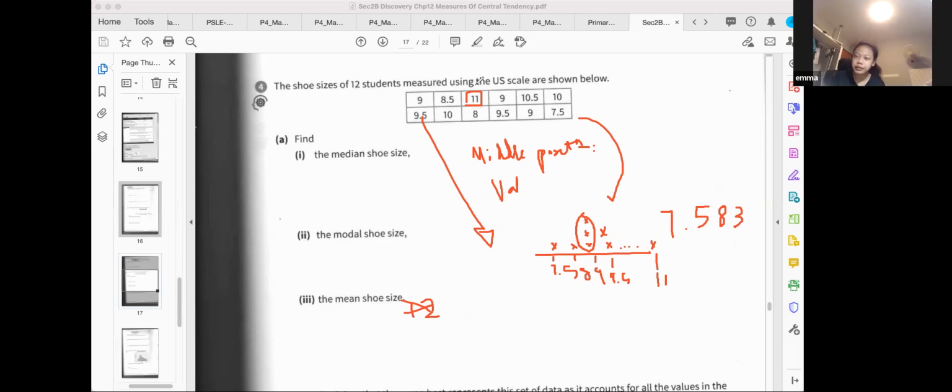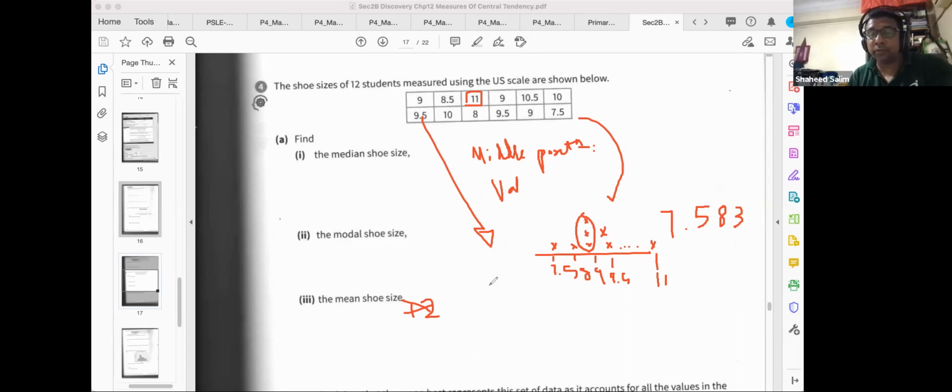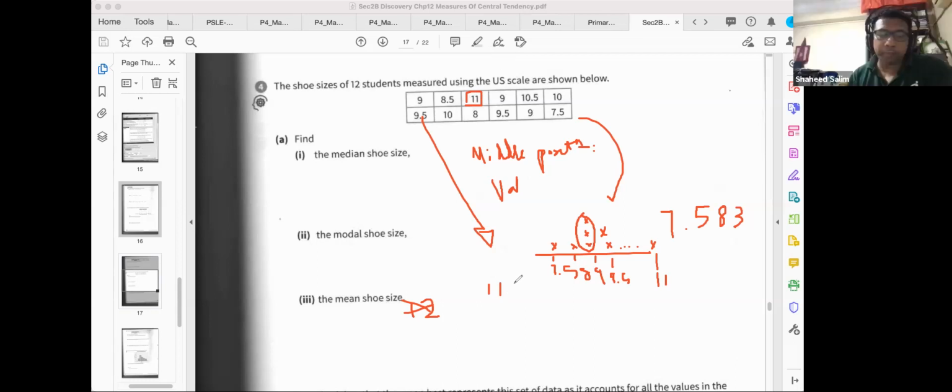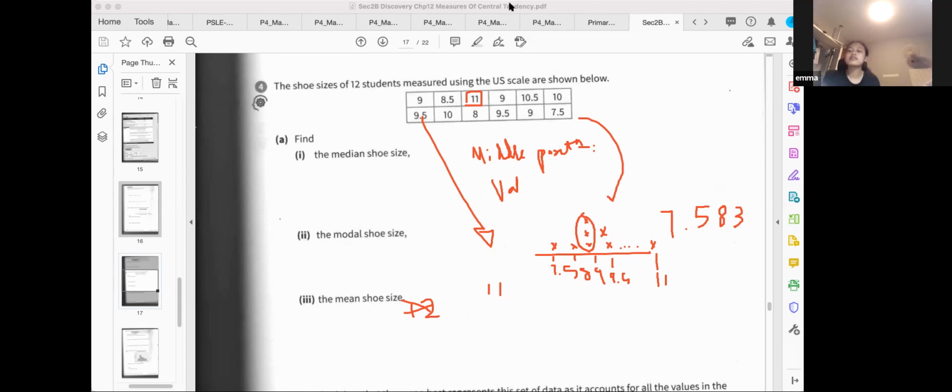1.5. Yes, 1. So divide by? 12. Okay, can you divide by 12, please? 9.3. Okay, 9.29, 9.3. Well done. Are we okay? Not so tough, right? It's just being careful, you know.